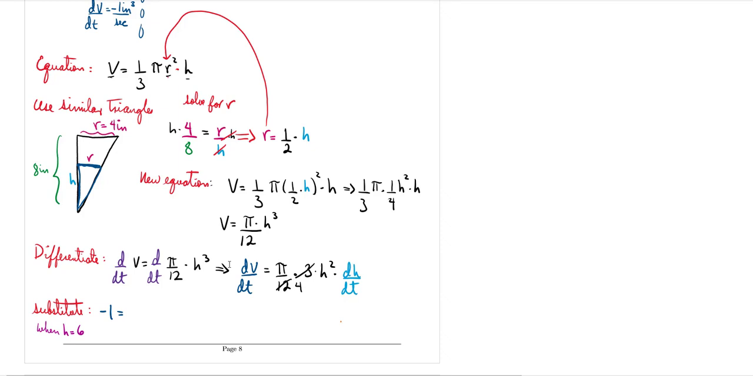Okay, so substituting things in, on the right hand side we have pi over 4 times the height squared, so times 6 squared, times dh/dt. Okay, let's go ahead and simplify that to see what we get. So this is going to give us -1 equals pi times 36 divided by 4 times dh/dt.